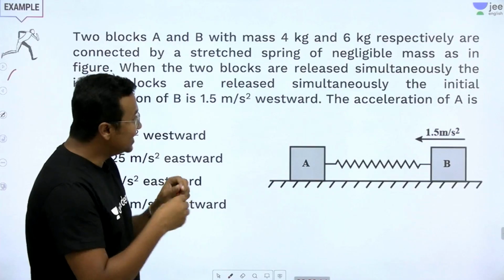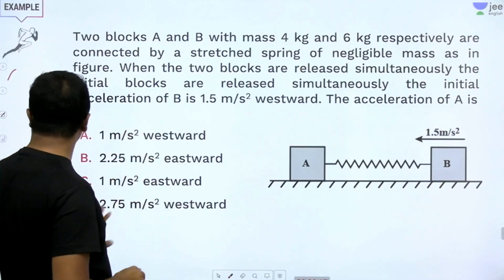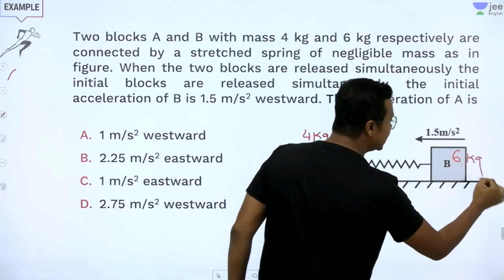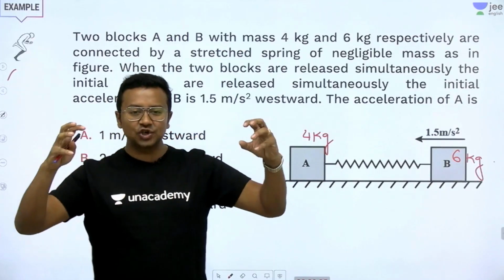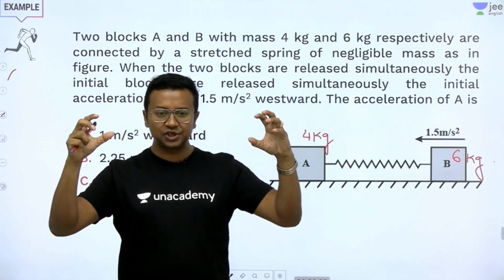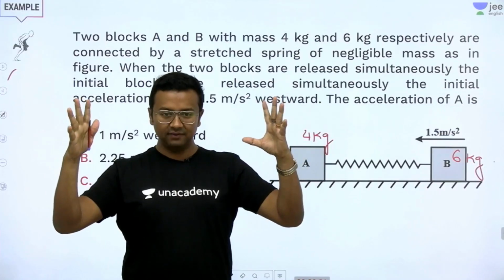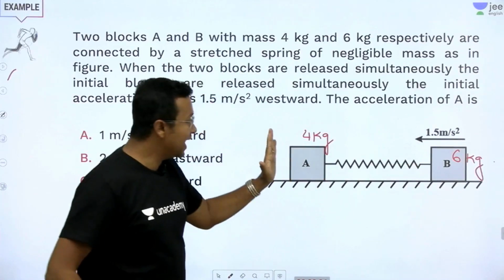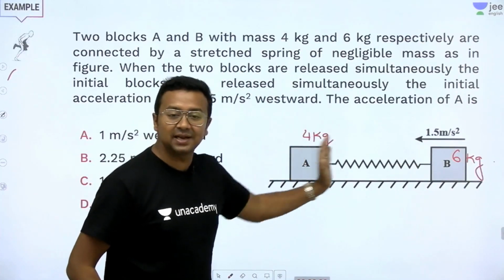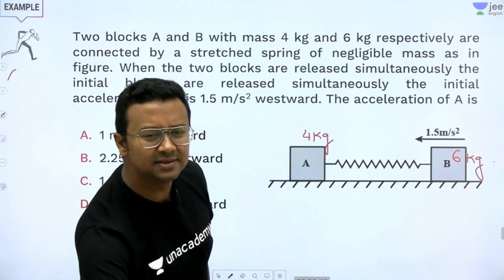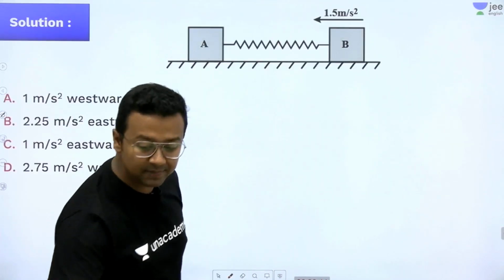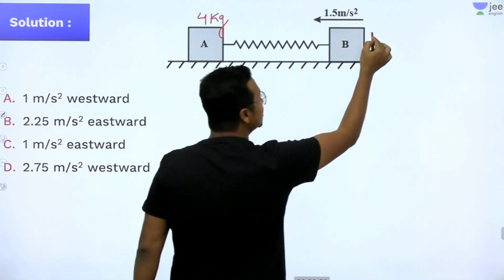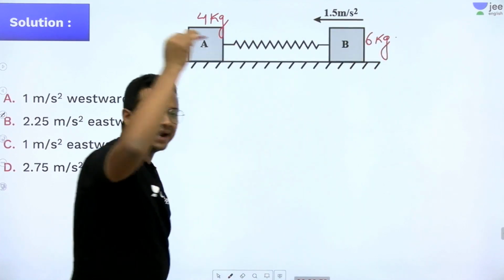Now, what does this question have? This is a 4 kg block and this is a 6 kg block. It was in a stretched situation, and then when you left it, it started moving with 1.5 meters per second squared. Then they have asked us what will be the acceleration of this one. Simple question. Let me just go to this place. We just saw that this was 4 kg and this was 6 kg.